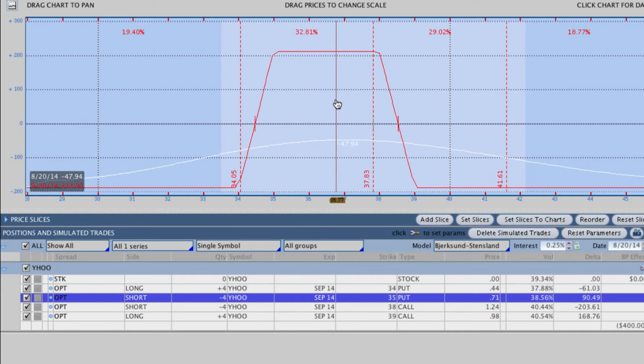But the key here is that now our max potential gain is almost $212, and our loss has been cut down to $188 in the worst case scenario if we made no other adjustments to this position as it stands. So it gives us a really good idea of how you can adjust these credit spreads and create an iron condor out of it.